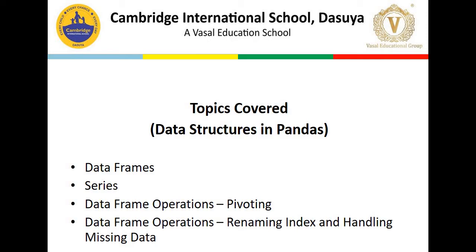Students, the topics that we have covered: data frames, basics, series, data frame operations like pivoting, and in the last lecture we discussed how to rename the index and how to handle missing data, like if we have a NaN, not a number, sort of value in our data, and how to represent and handle that in a data frame.